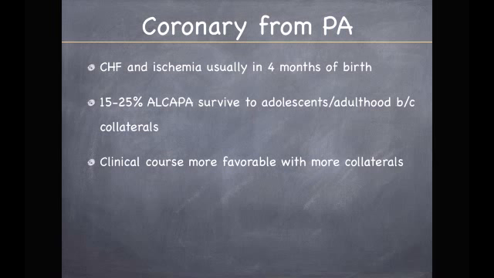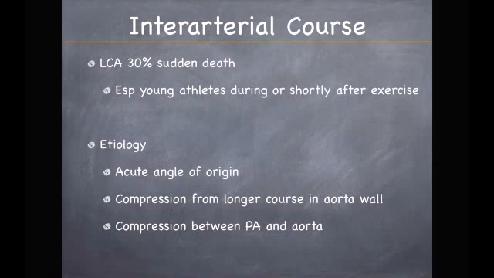So when the coronary artery arises from the pulmonary artery, why is it a problem, and what are some of the features? Well, generally these patients will have congestive heart failure and/or ischemia within about 4 months of birth. So they're generally found very young. So that case I showed you, especially of the right coronary artery abnormality in that 70-year-old, is very rare. About 15 to 25% of the patients who have the anomalous left coronary artery arising from the pulmonary artery survive to adolescence or adulthood because of these collaterals before they're discovered. And the clinical course is more favorable, obviously, if you have more collateral vessels.